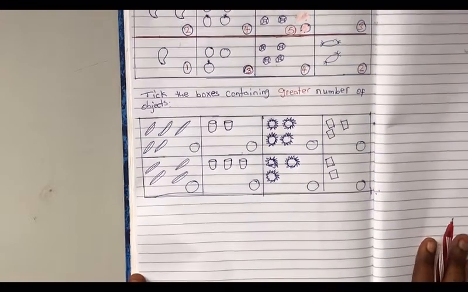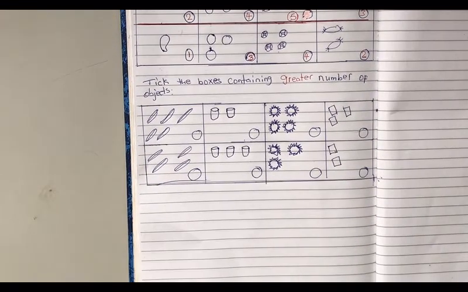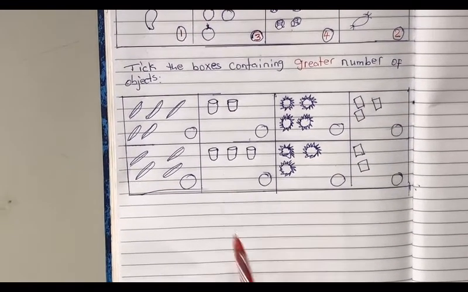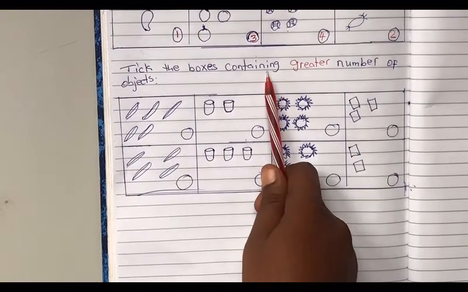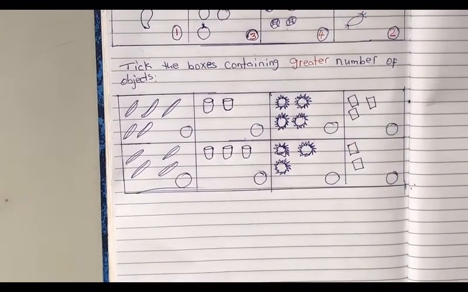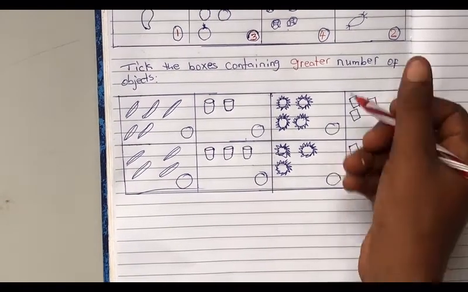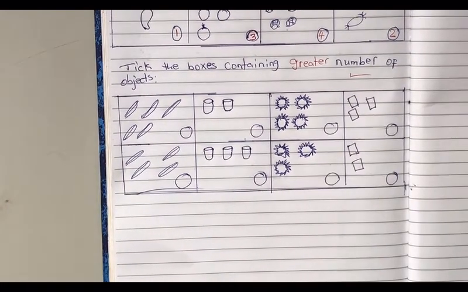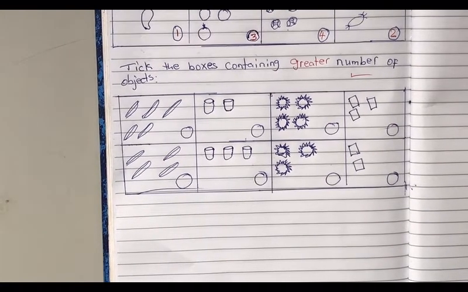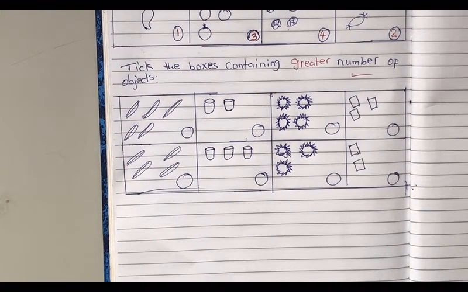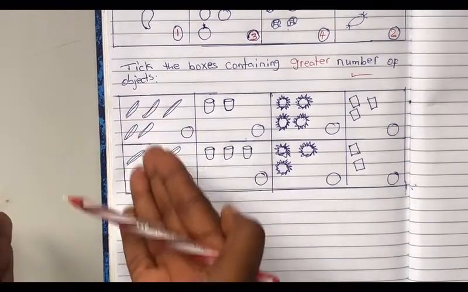Okay, now let's look at this example here. They said, tick the boxes containing the greater number of objects. This is how we are going to tick, like this: the boxes with the greater number of objects, okay? Now, they are the same objects.